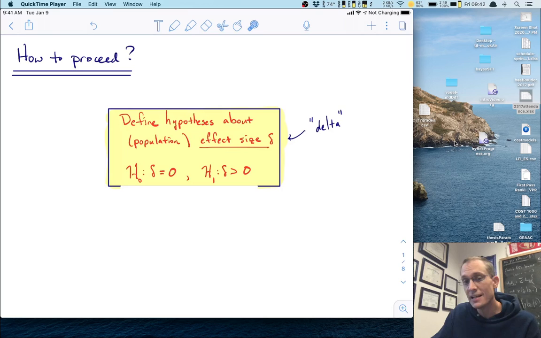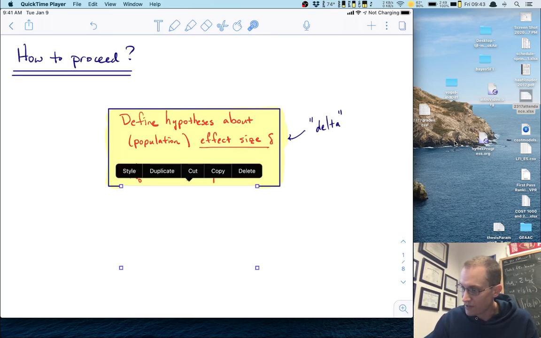The two hypotheses are this. The null hypothesis is that the effect size is 0. So we would write H0 as delta equals 0. The alternative hypothesis is that the treatment worked. That is, that it had a positive effect on these mathematics scores. And mathematically, we would write that as delta is bigger than 0. Those are our two hypotheses.